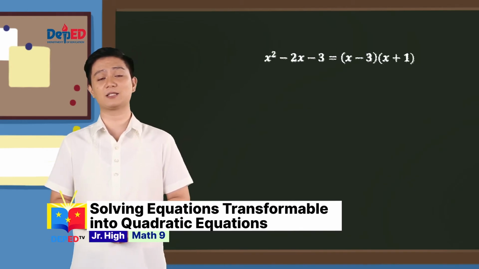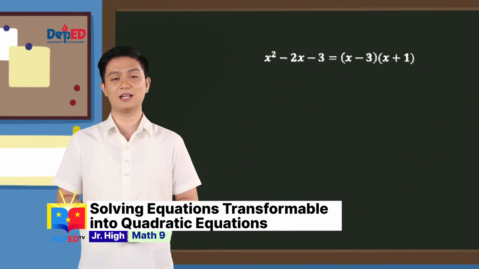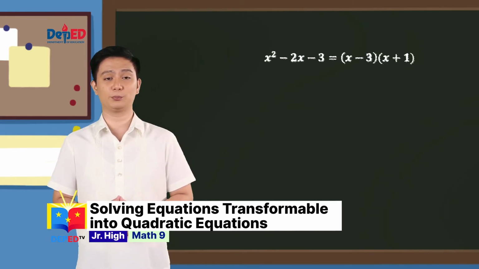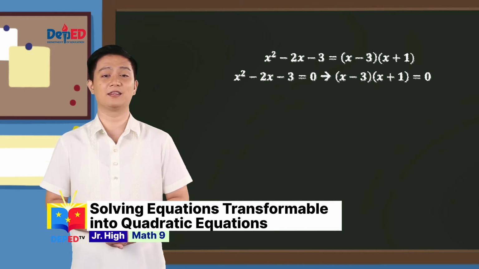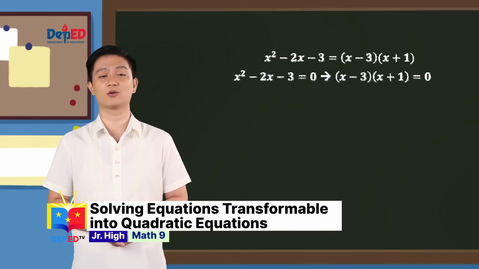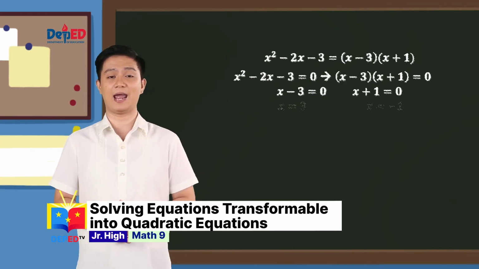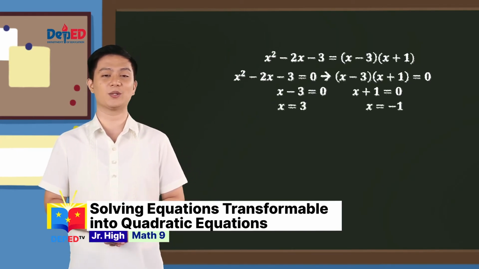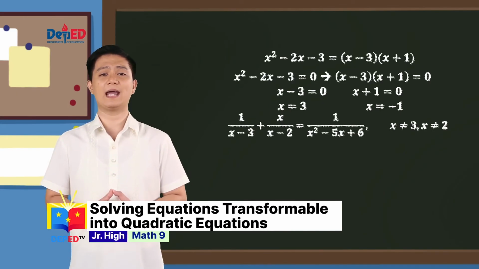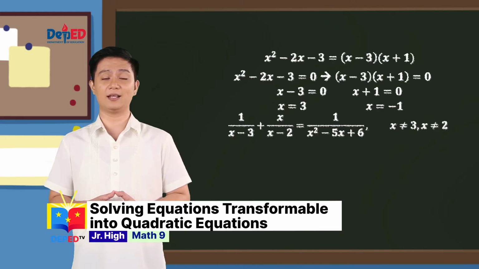x squared minus 2x minus 3 equals 0 can be solved by factoring. x squared minus 2x minus 3 is equal to the product of the binomials x minus 3 and x plus 1. The equation can then be written as x minus 3 times the binomial x plus 1 equals 0. And by equating each factor to 0, we must get that x is equal to 3 and x is also equal to negative 1. However, recall that in the original equation, x must not be equal to 3 and to 2. Therefore, 3 is called an extraneous root.